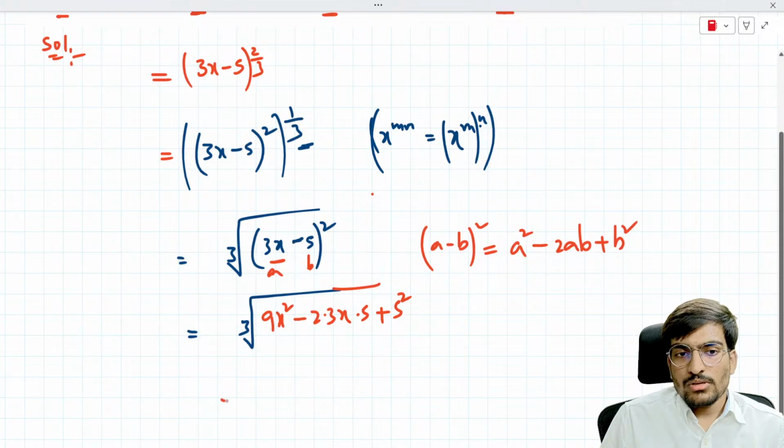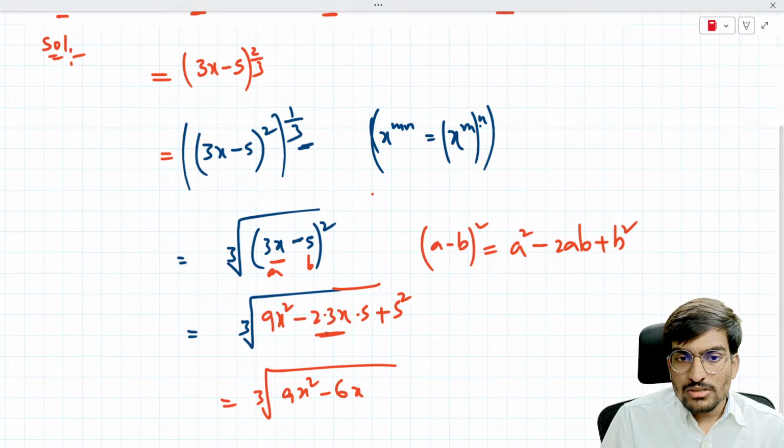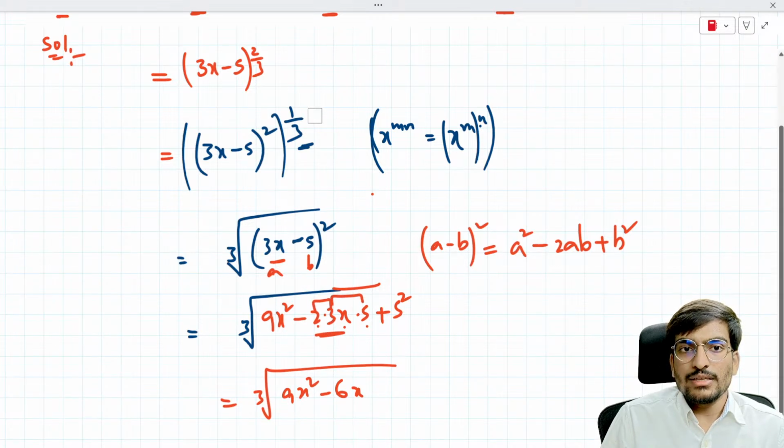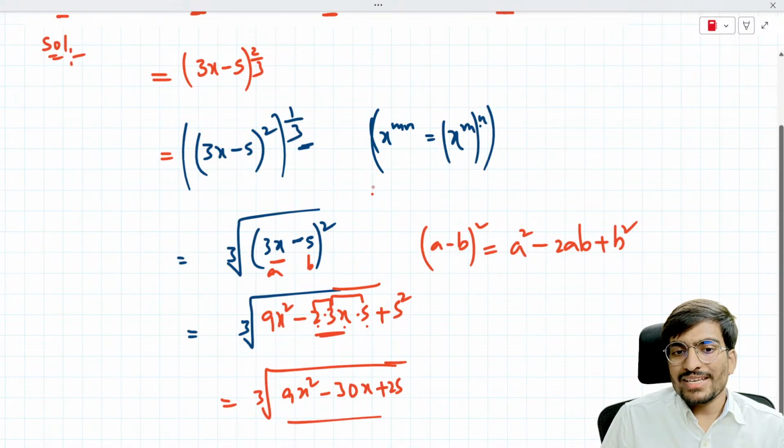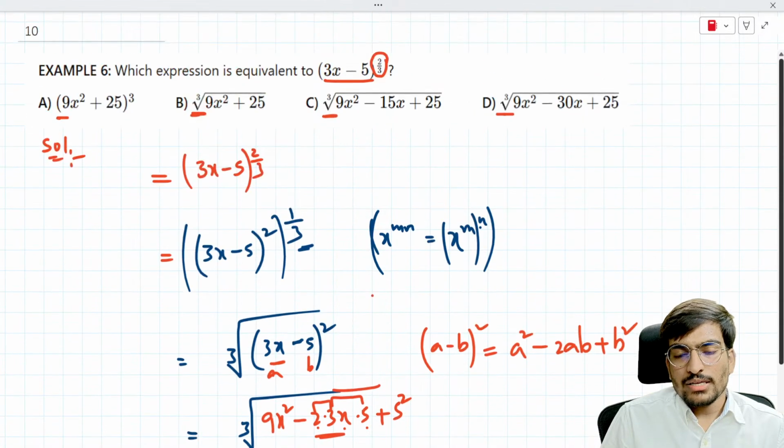So that equals cubed root of 9x square, minus 2ab: 2 into 3 is 6, 6 into 5 is 30. So it's 30x. So negative 30x plus 5 square, which is 25. Let's see: 9x square minus 30x plus 25. So that is 9x square minus 30x plus 25, which is option D.